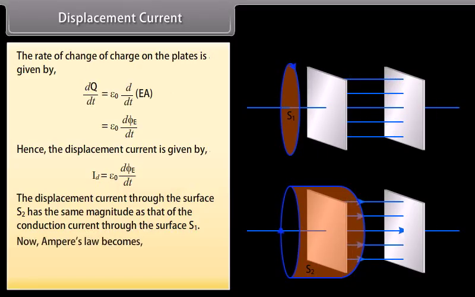Now, Ampere's law becomes the closed integral of B dot dl equals mu naught multiplied by I plus epsilon naught d phi E by dt.